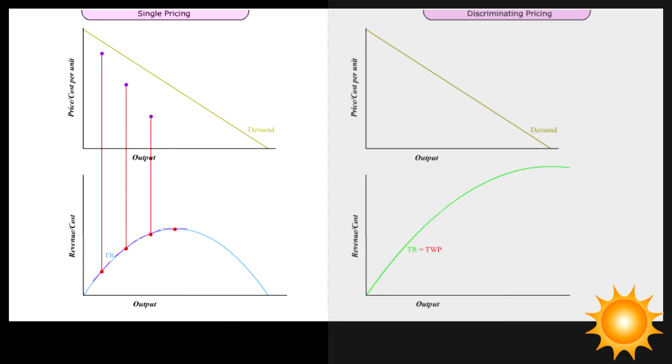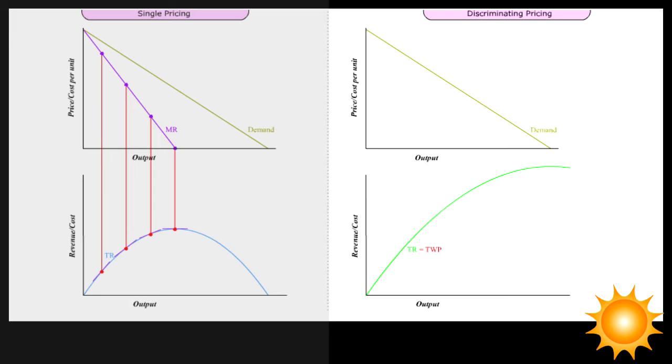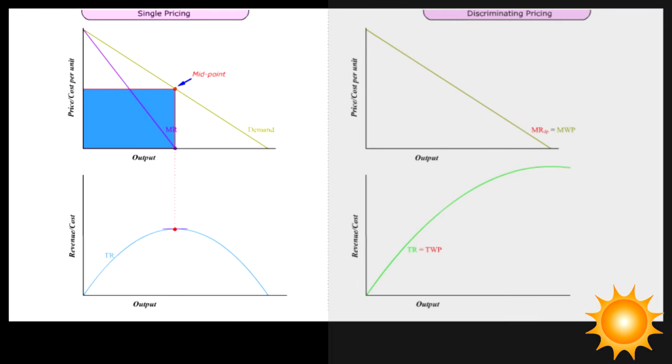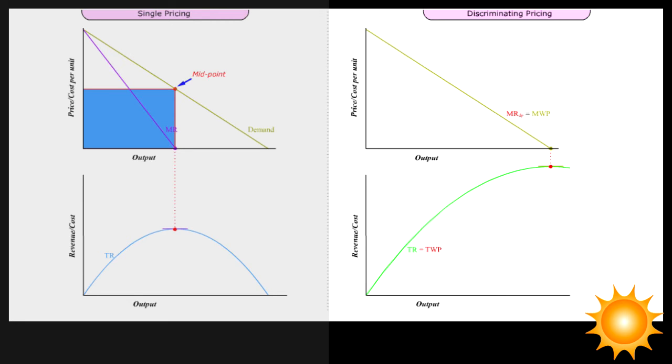From the single seller's TR curve, we can derive the marginal revenue, MRSP, at any output level from the slope of TR. From the discriminating price's TR curve, TWP, we can derive the marginal revenue, MRDP, at any output level from the slope of TWP. MRDP is the same as the marginal willingness to pay, MWP. TR reaches its maximum when MRSP is equal to 0. This happens at the midpoint down the straight line demand curve. TWP reaches its maximum when MRDP is 0. This happens at the end of the demand curve, MWP.